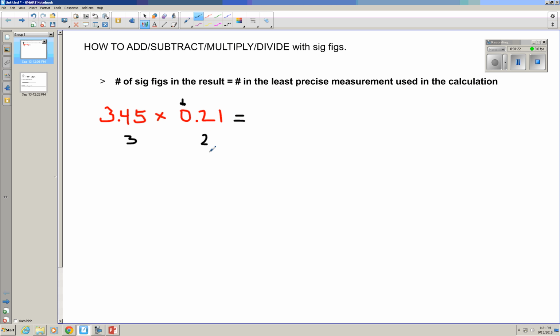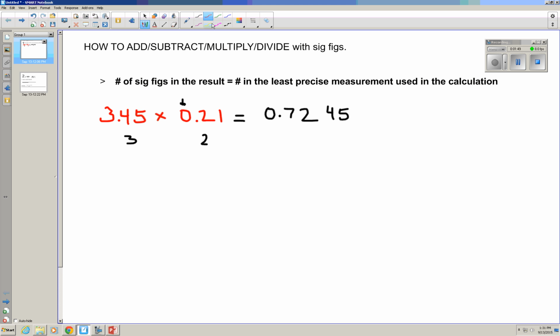Now here's what you do. You don't do any rounding or anything, any kind of craziness first. You simply plug these numbers into your calculator to get an answer. So do that right now, get an answer for that problem. Now my calculator gets me an answer. My calculator gives me 0.7245. Now the thing is, I can only have 2 sig figs.